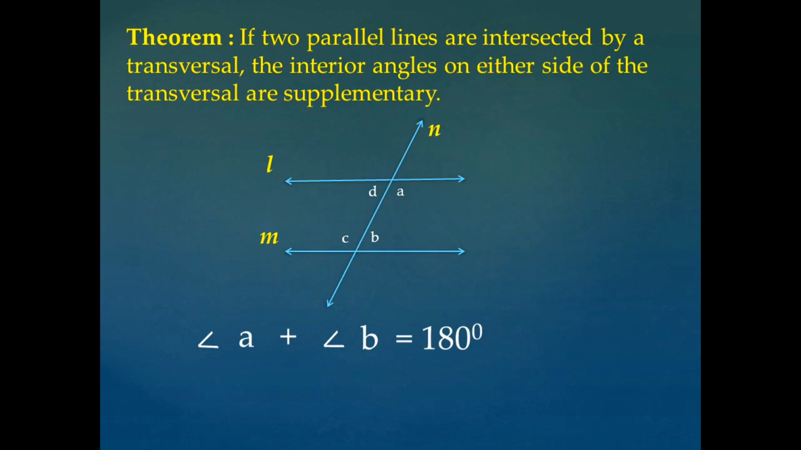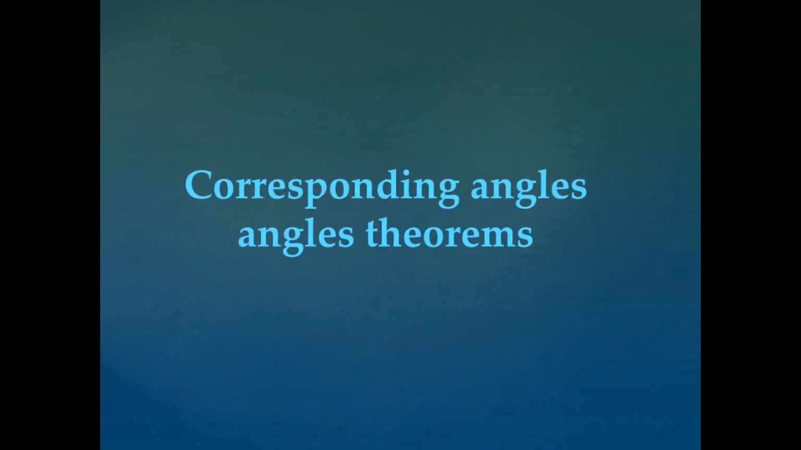So by this theorem we have angle A plus angle B is equal to 180 degree, as interior angles on either side of a transversal are supplementary. Similarly, the other pair of interior angles, that is angle C and angle D, is also supplementary. That's why angle C plus angle D is equal to 180 degree.